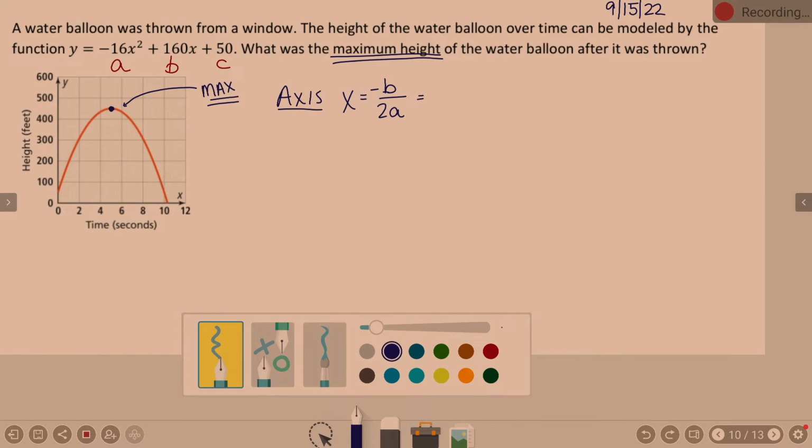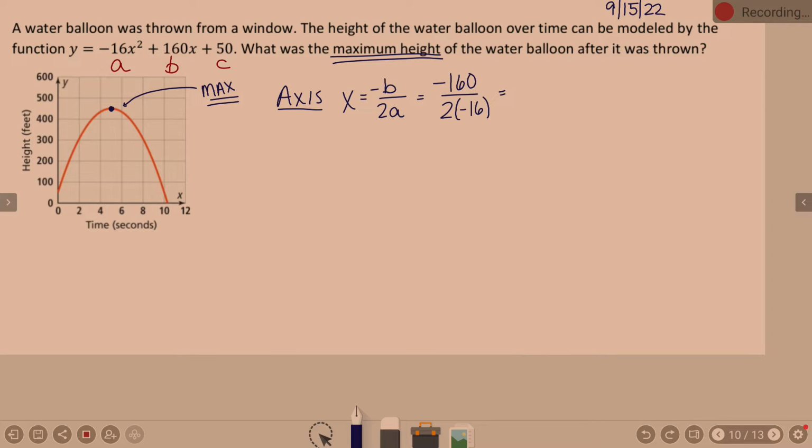So, negative b is going to be negative 160 over 2 times negative 16. Negative 160 divided by negative 32 is going to be positive something. 5? That was my guesstimate. Okay, so we have an axis at x equals 5. Is that logical before I proceed? Yes, that looks like I'm on the right track. If I get some axis that doesn't match up with my picture, then we might want to rethink this.